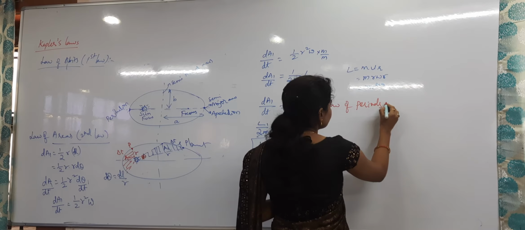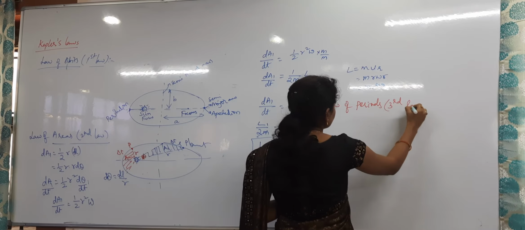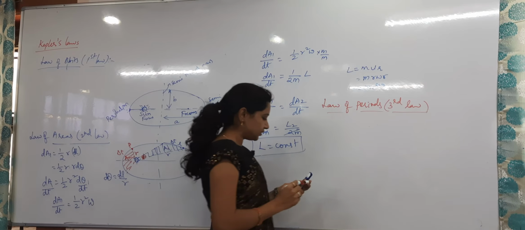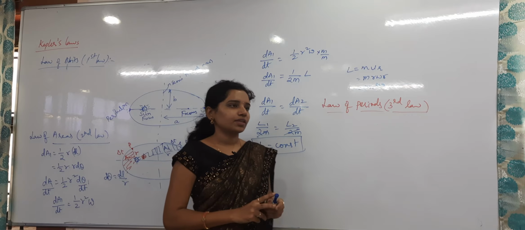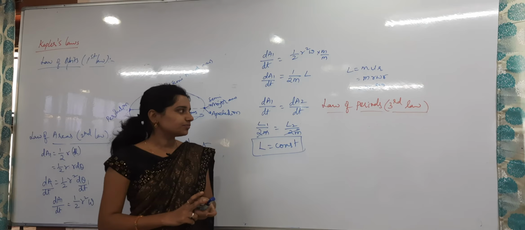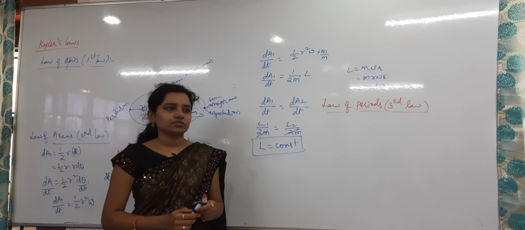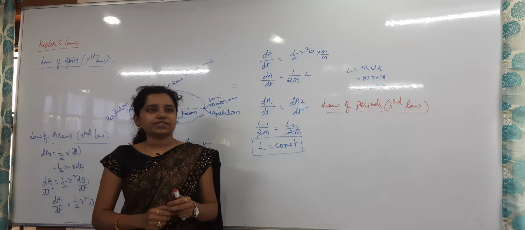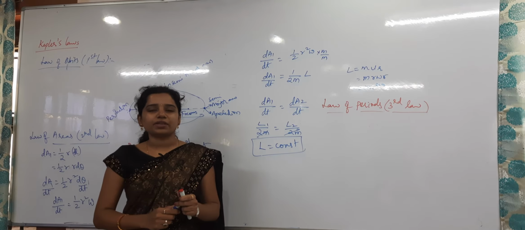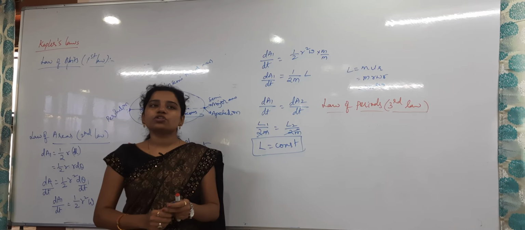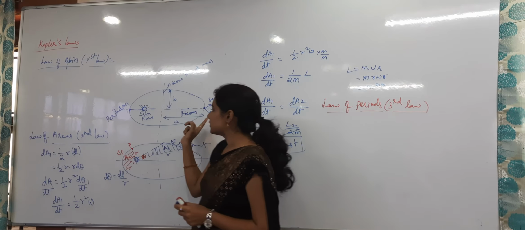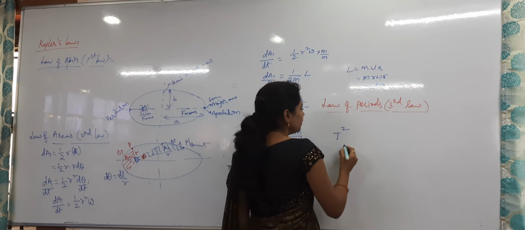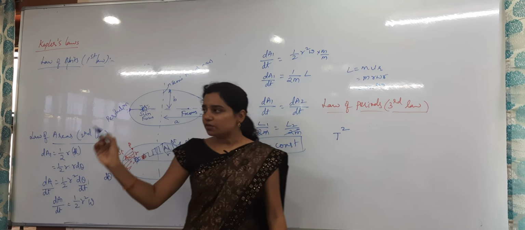Law of periods. Third law. Kepler's third law, or law of periods. I said the statement itself yesterday. What is that? The square of the time period of the planet is directly proportional to the cube of the radius of which axis? Semi-major axis.